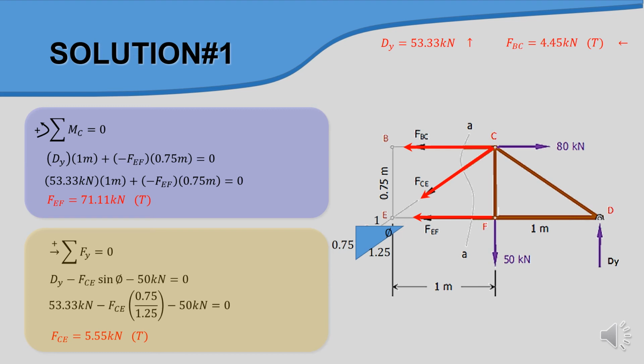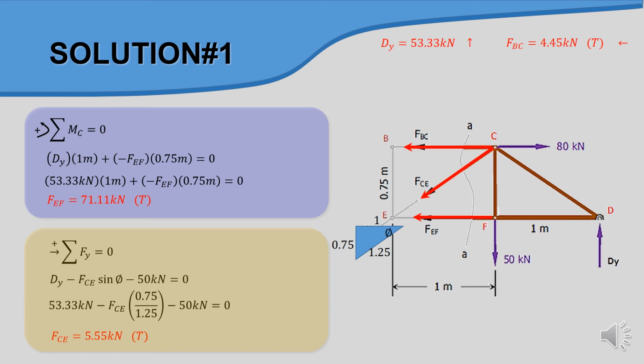In this case, we have three forces involved: from Dy, because it's the y value, and then we have 50, and another one is from FCE, which is a y component by using sin theta. By substituting the value, finally we have FCE equal to 5.55. You can also proceed by using the net force at the other axis.